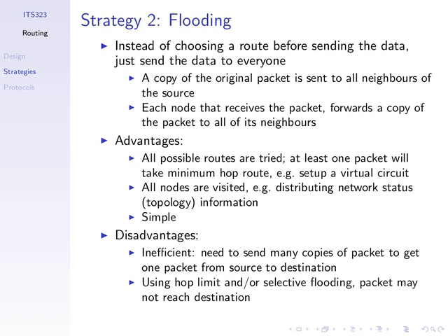We will see some ways to increase the efficiency. But if we use these techniques to increase the efficiency, then sometimes a packet may not reach the destination. So later we'll see we can use some concept of a hop limit or selective flooding to increase the efficiency, but if we do use them, we may not reach the destination. And remember our original goal, send data from source to destination. If we send data and it doesn't get to the destination, we have a problem.